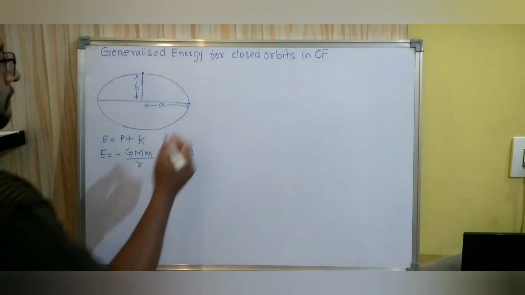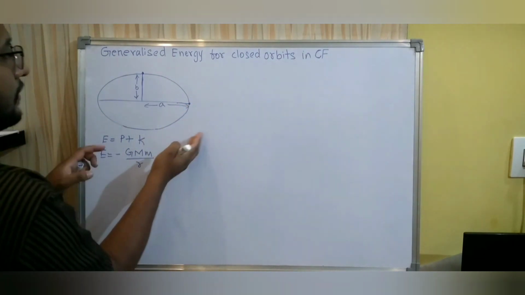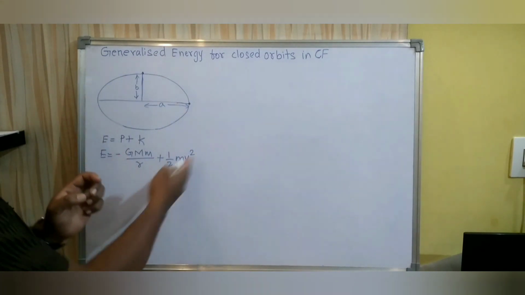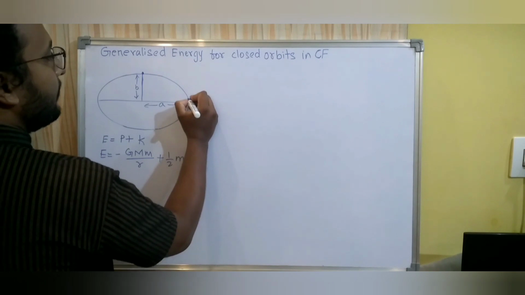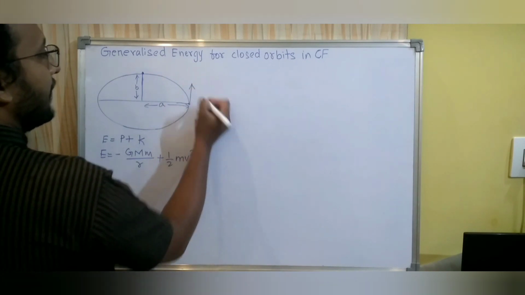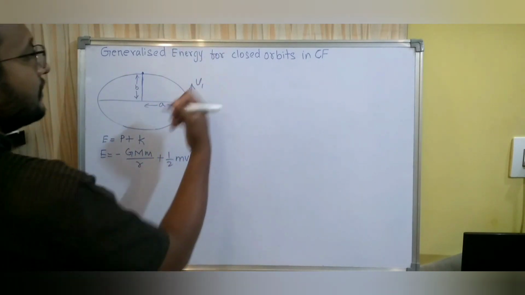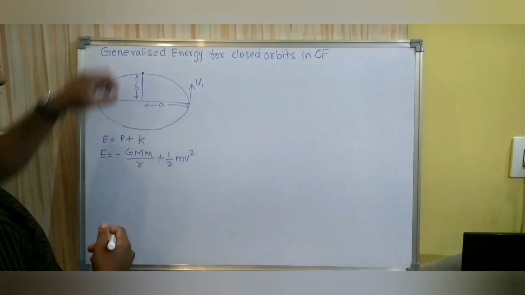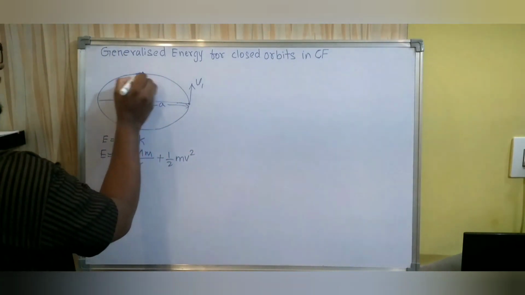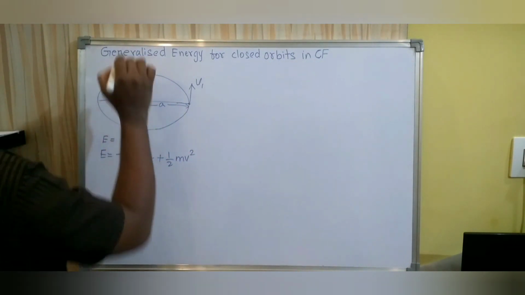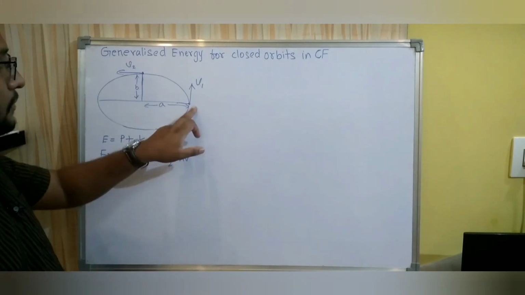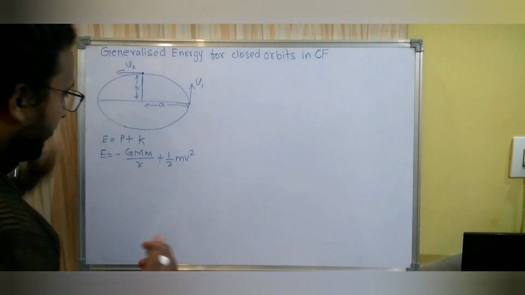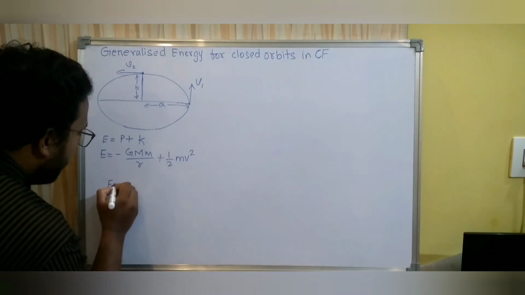Now assume that the planet is here, moving in this direction, the anti-clockwise direction. At this point, assume that it has a tangential velocity; let me call the tangential velocity v1. At this other position, let me call the tangential velocity v2. Now what is the total energy at this position and this position?